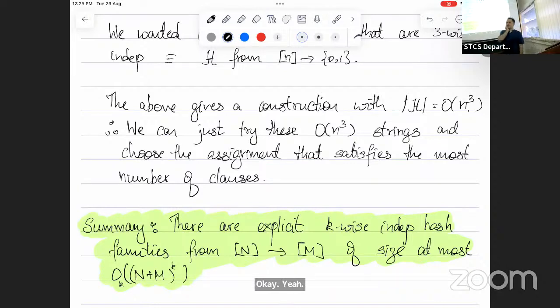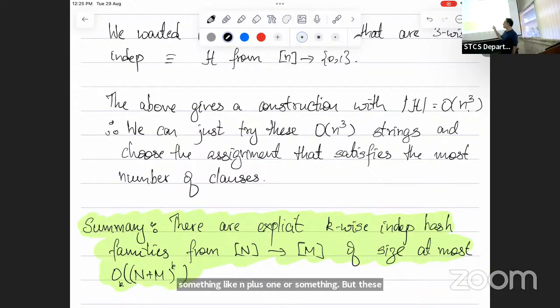Okay, any questions so far? So here, what do we get from this construction for 2-wise independent? This will tell you that the hash family has size n squared, whereas what we actually got was a hash family of size something like n plus 1. But this construction for k equal to 2 exactly uses the Hadamard code, right?